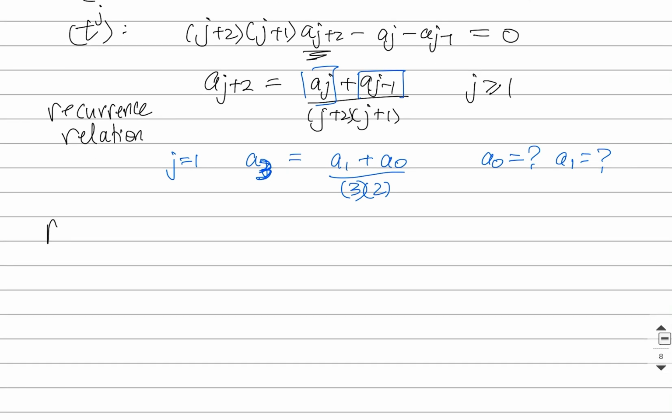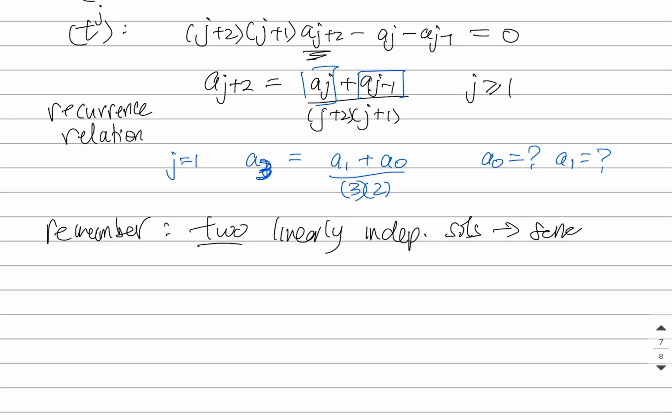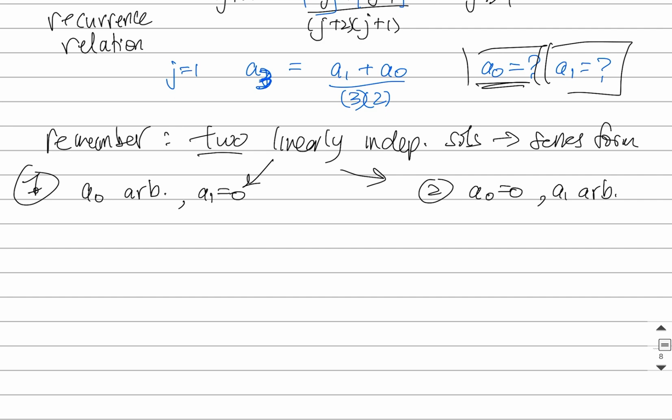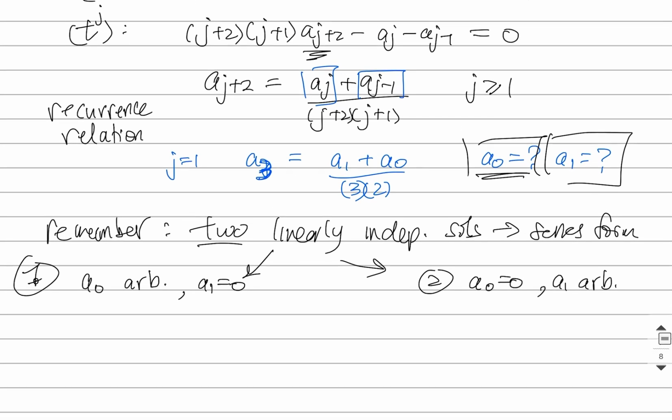Now, remember, we are supposed to get two linearly independent solutions. And they have to be in series form. Well, to get the two linearly independent solutions, it's all going to come back to choosing values here. We're going to let, in the first case, a0 be arbitrary, and we're going to set a1 equal to 0. Now, in the second case, we're going to let a0 equal 0, and we're going to let a1 be arbitrary. And when we do this, we're going to get a bunch of terms.